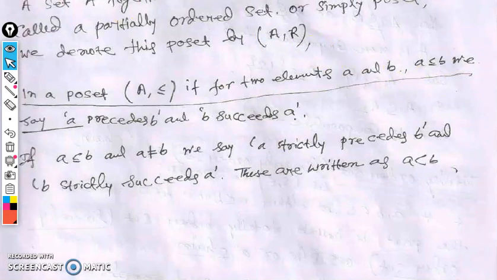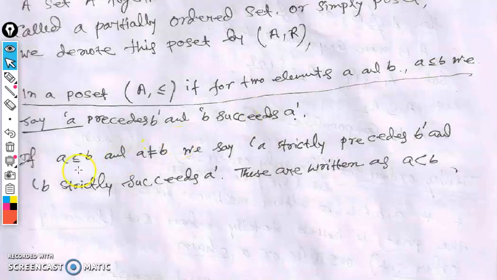In a Poset, if we consider A is a set and we mention the symbol lesser equals to, that doesn't mean it's always the usual lesser equals to. It is a way of notation of a Poset, and the relation is denoted by lesser equals to. If for any two elements a, b, a lesser equals to b, we say that a precedes b and b succeeds a. It is a way of representation. Then b is called the succeeder and a is called the preceder.